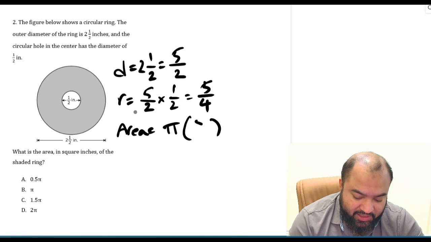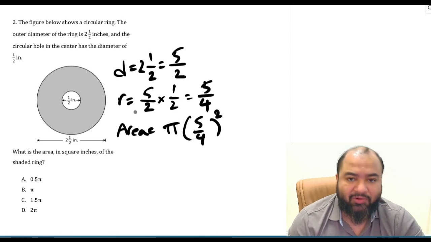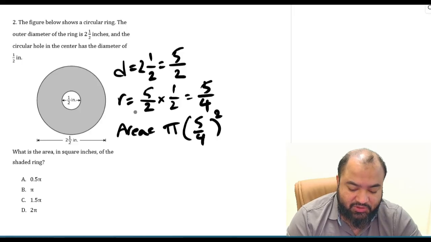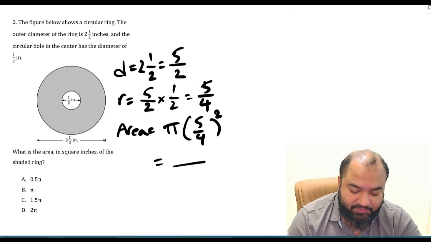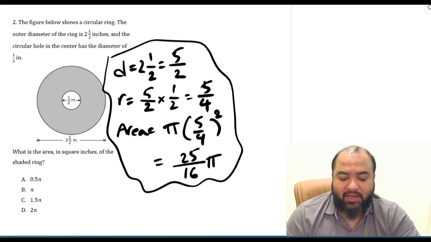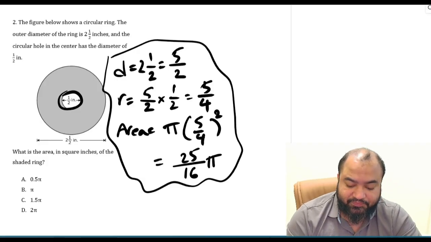Pi, whatever this radius, I'm going to put it here. Square means power 2, means you multiply the same number by itself twice. So that's 5 power 2 is 5 times 5, 25, 4 times 4, 16, pi. Done. This is the area of the big circle. Now we're going to find the area of the baby circle in the middle.